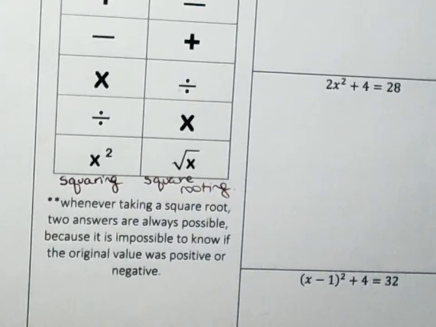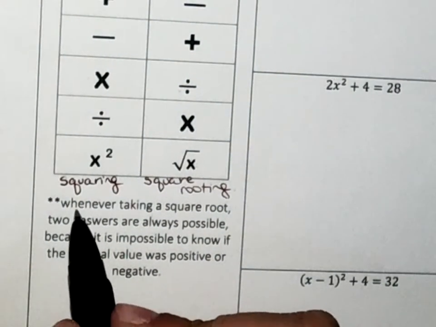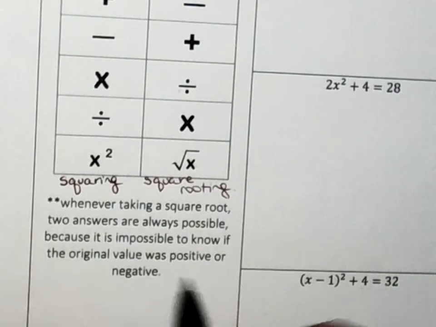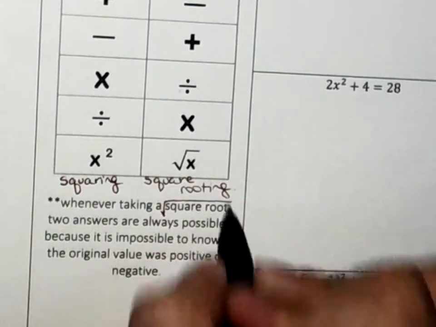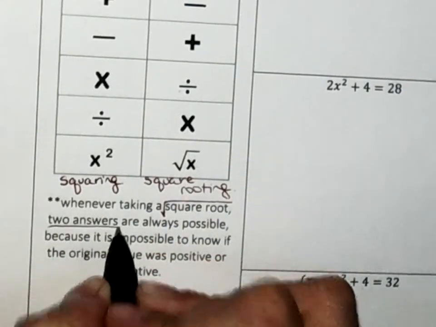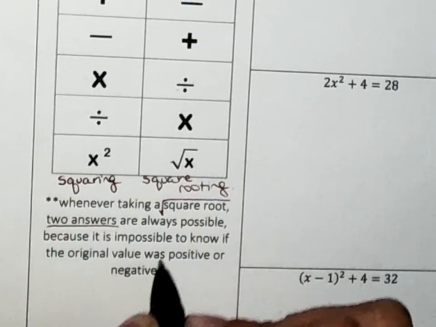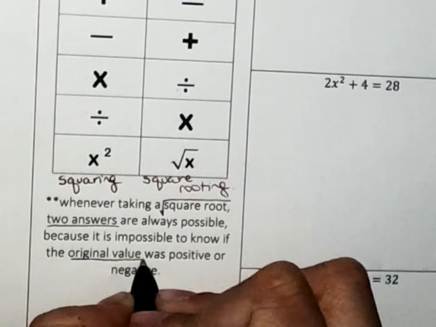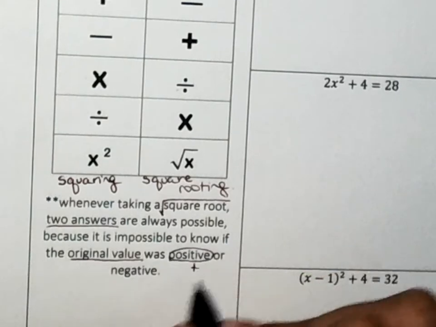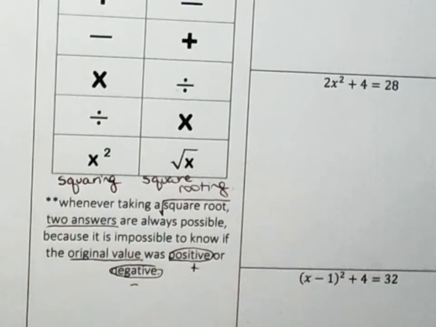However, we are now going to add something to what we've already learned. Whenever taking a square root, two answers are always possible, because it is impossible to know if the original value was positive or negative. And I'm going to show you what I mean by that in example 1.